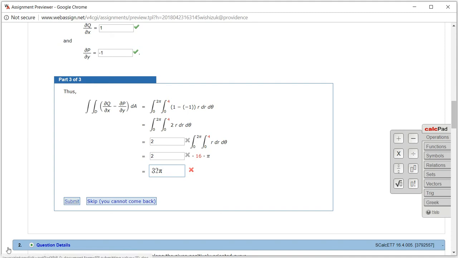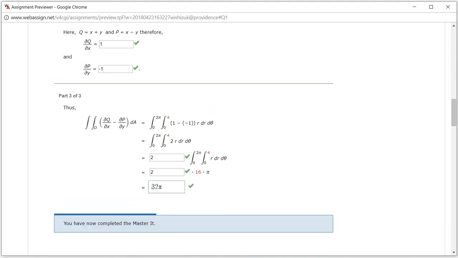Let's submit. It came back and it looks like we got part 3 correct as well. All right, that's it. I hope that this was clear.